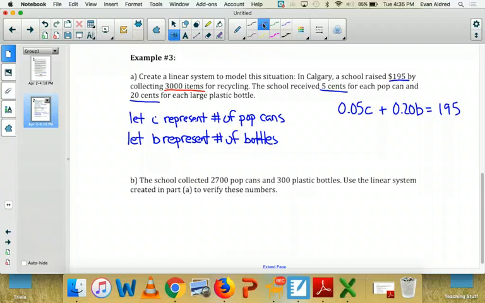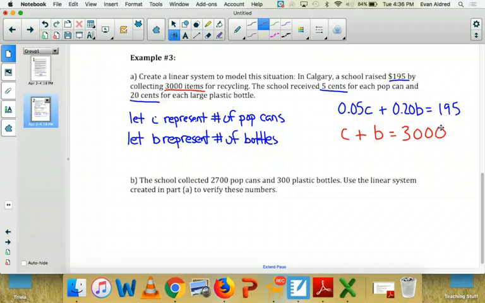Now the second equation is just our total number of cans plus our total number of bottles equals a nice even 3,000. So they collected some number of cans. When you add that to the number of bottles they collected, you get 3,000 total items. So there's our two equations. That's a linear system that would be ready for solving now if we were a couple reference guides further. But we have set up our linear system. We've defined our variables. We've set up our equations.